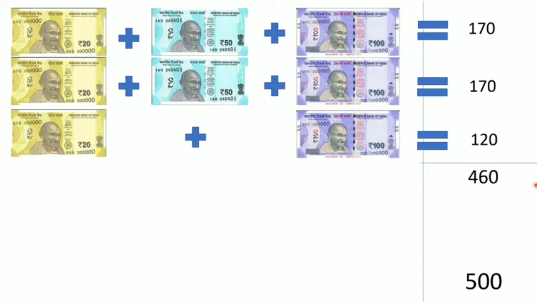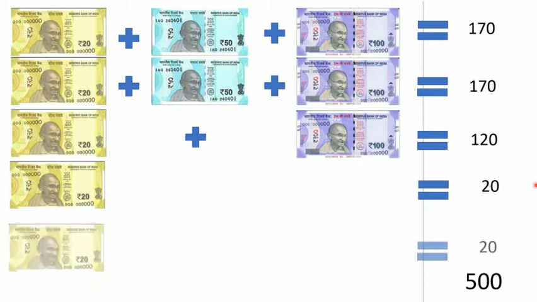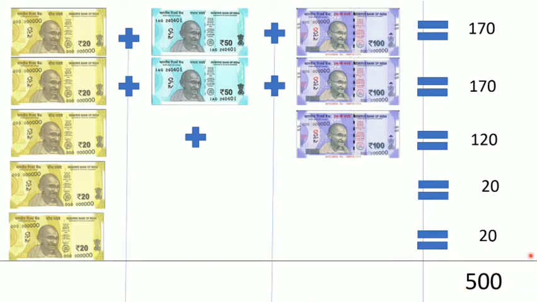So we will take 2 20 rupees notes. So we will get 40 rupees now. Now again we will add 170 plus 170 plus 120 plus 20 plus 20. So we will get a total value 500 rupees. So we have taken here how many 20 rupees notes? 5 notes of 20, then 2 notes of 50, then 3 notes of 100.